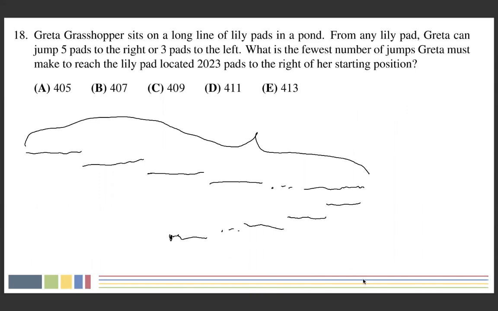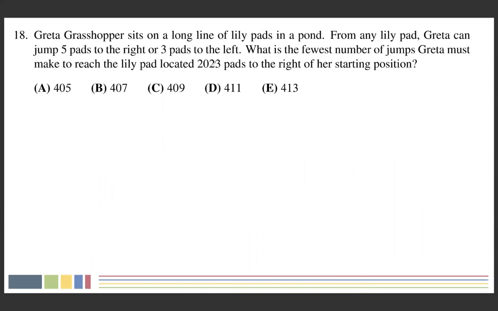How many 5 jumps could she possibly do? Well, she has to do enough 5 jumps to be at least over 2023 pads. She has to at least overshoot it. And the reason for this is simple. Once she stops moving to the right, she can only move to the left. So if she hasn't reached 2023 yet, she's never going to reach it by going to the left.